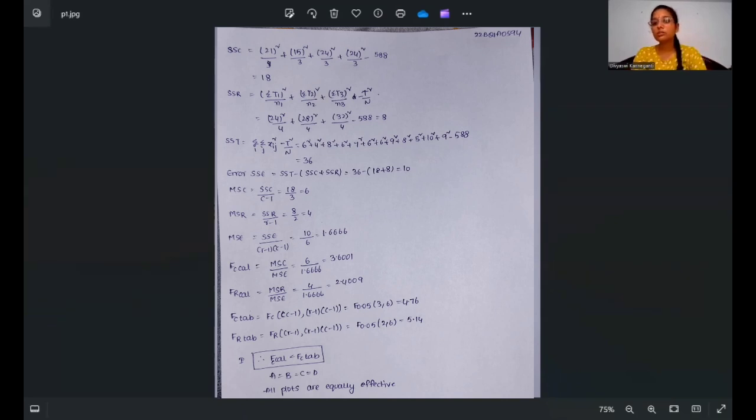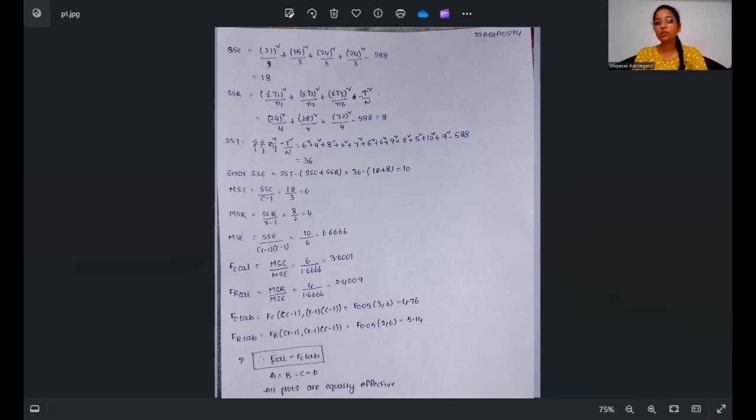Coming to the sum of squares of total, that is the sum of squares of each and every observation minus t square by n. The sum of all the total observations is 6, 4, 8, 7, 6, 6, 9, 8, 5, 10, 9. So the sum of the squares of these, minus t square by n, would be our sum of squares of total.